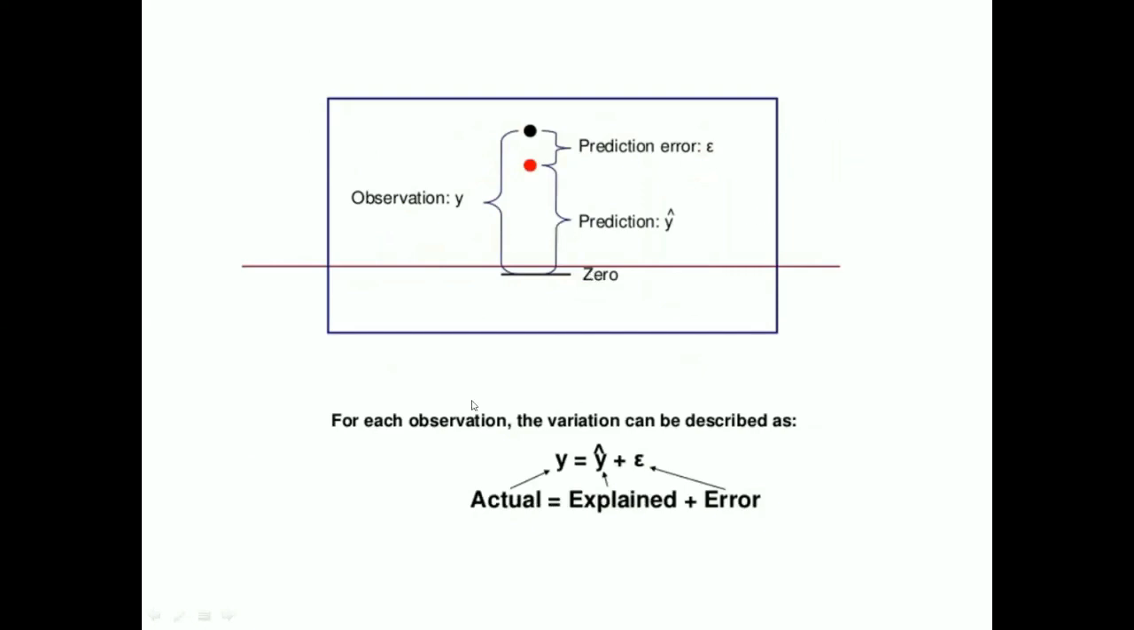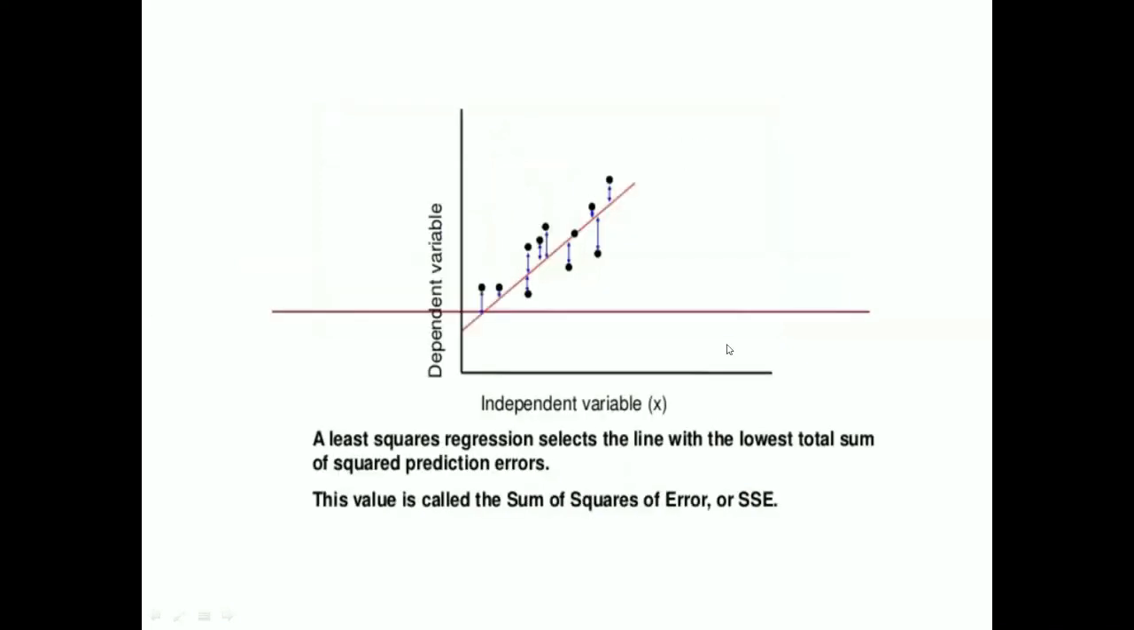So for each observation, the variation can be described as y is equal to, this is the actual value, and whatever is the estimated value, that is y hat, plus epsilon, that is the error value. Meaning the difference between this red dot and black dot is called epsilon. So in the next diagram, we can see how to measure this epsilon value. You can see from the straight line what is the distance from the original value.